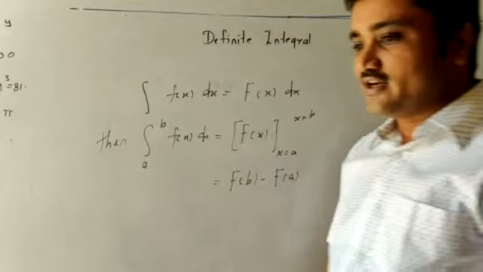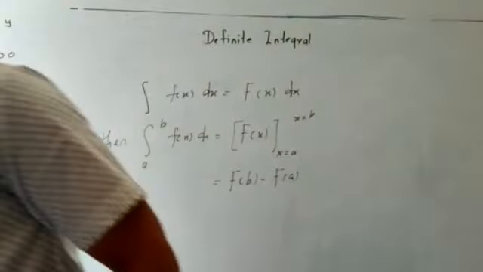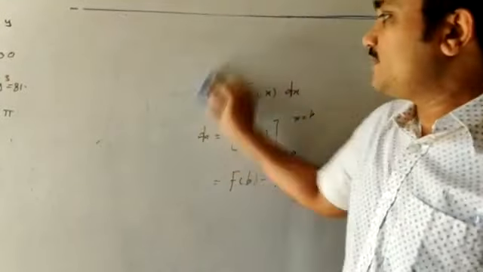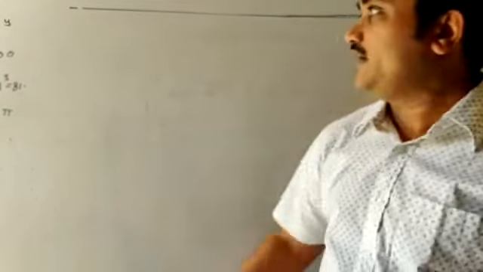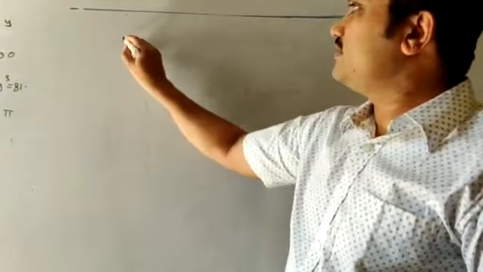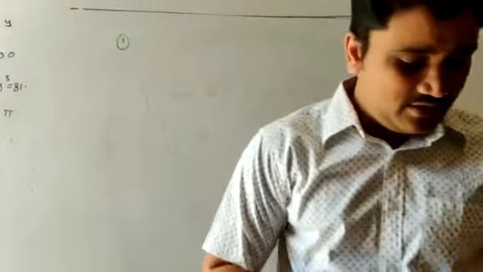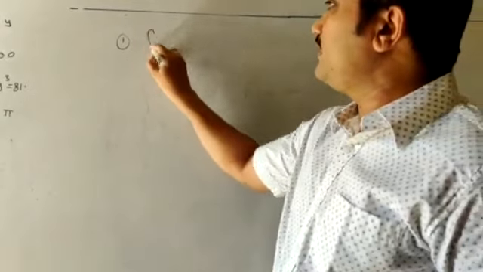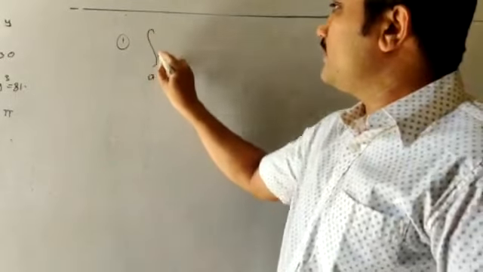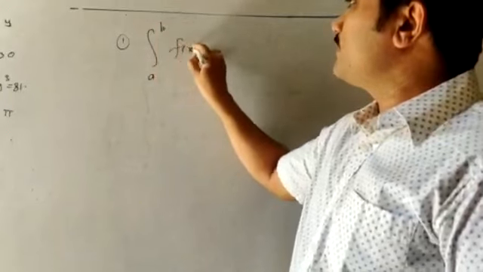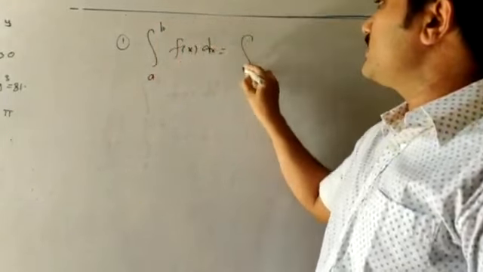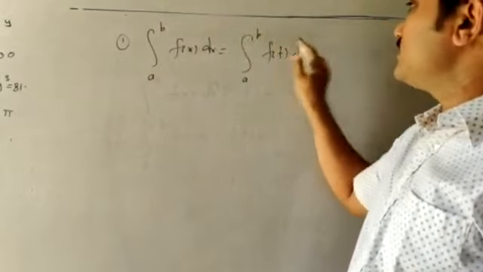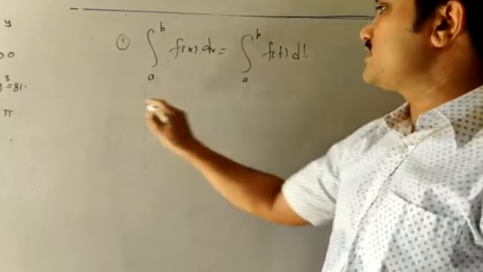Now besides this, there are a few formulas, or you can say the properties of definite integration, which we discussed in depth in the class. These are certain rules which are used in definite integration. Integration from a to b of f of x dx is the same as integration from a to b of f of t dt. So if we change the variable, the answer remains the same.